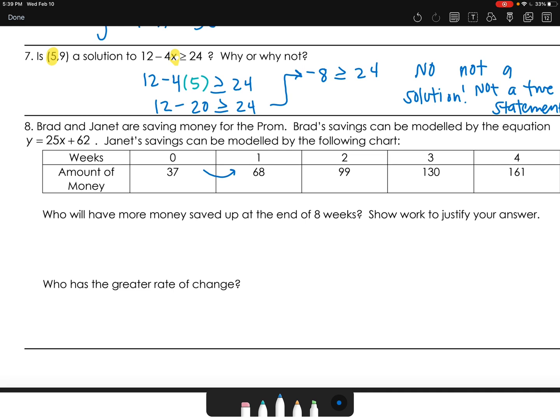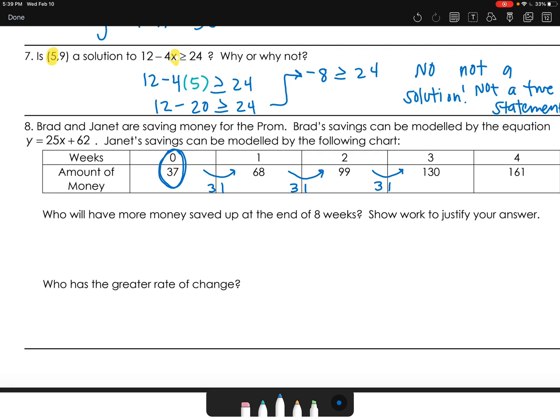Okay, and so think about that. Do math for a second. You have 68 minus 37, right, minus left, and this is 31. I'm going to make sure and see if that's the same change each time, and it is. Okay, so it looks like her common difference, if you will, between each week is $31, right? Well, how much does she start off with at 0 weeks? She starts off with $37, right?